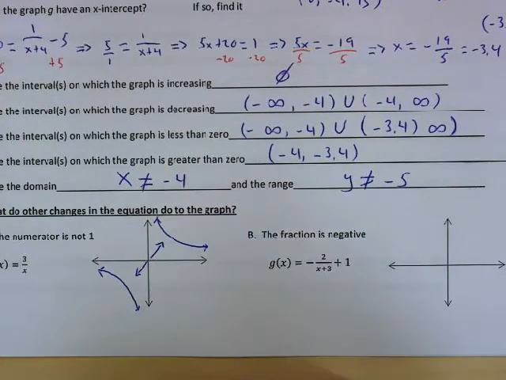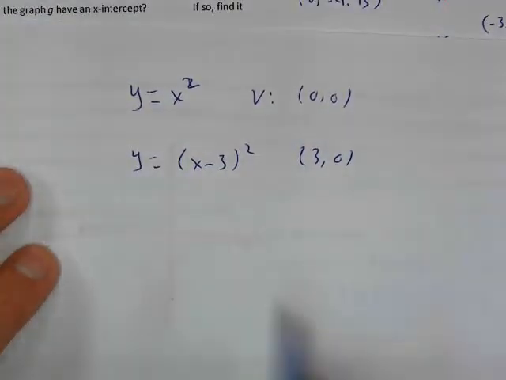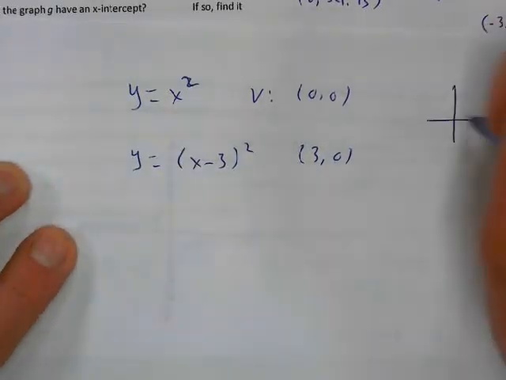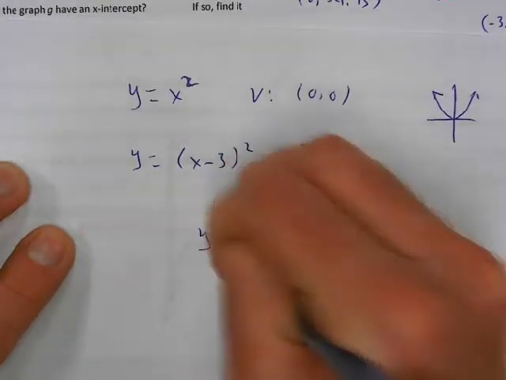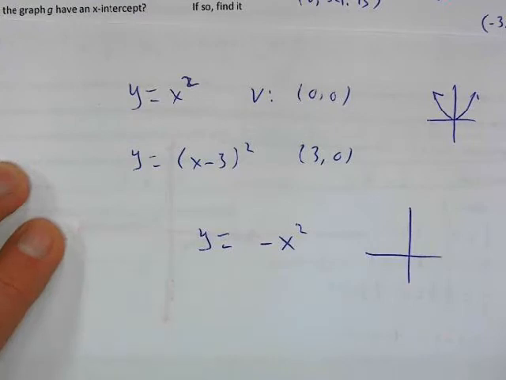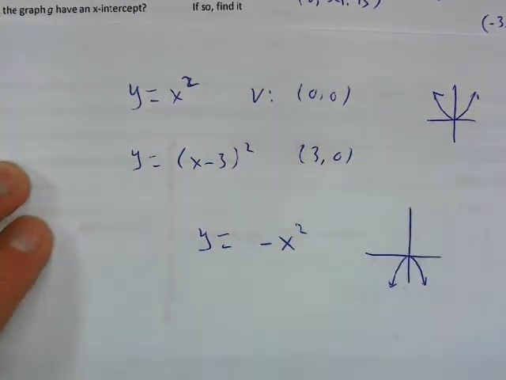If we have, going back to our little parabola example here, what's this graph going to look like? Y equals x squared. Well, parabola at the origin opening up. What if I had y equals negative x squared? What's that parabola going to look like? Well, same vertex, but it's opening down. In other words, it flips it. Okay?